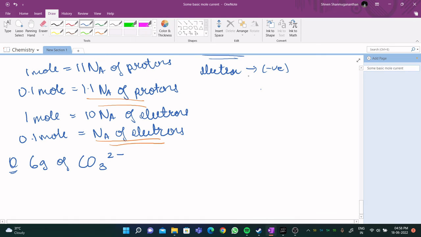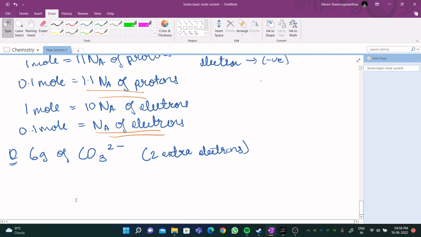So I'll put it in brackets here: 2 extra electrons. Right. Now, what do we have to find here? We have to find the number of electrons, and we have to find the number of neutrons. Not protons. We did protons earlier. This time we'll do neutrons.